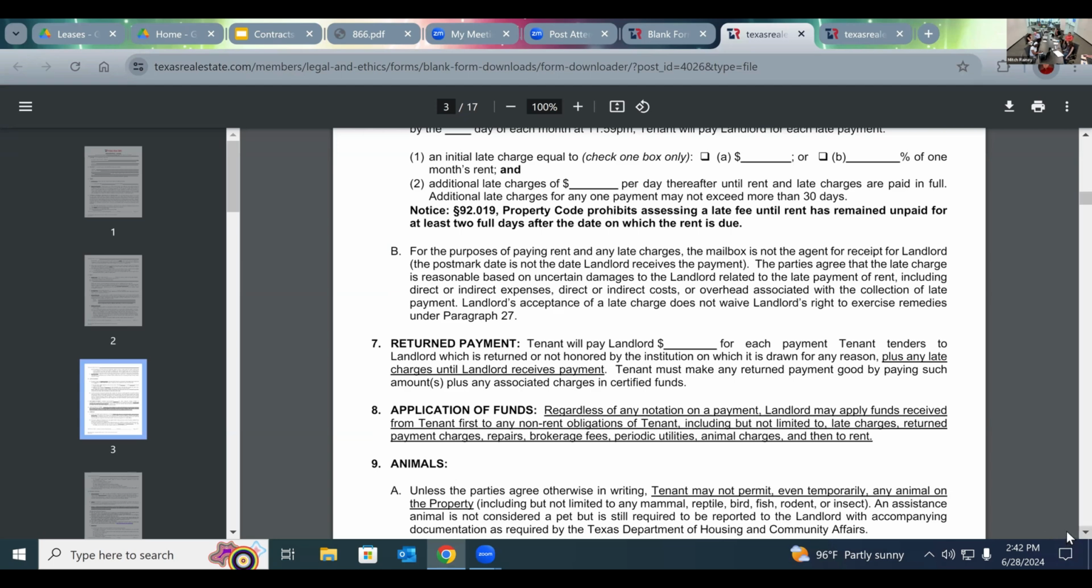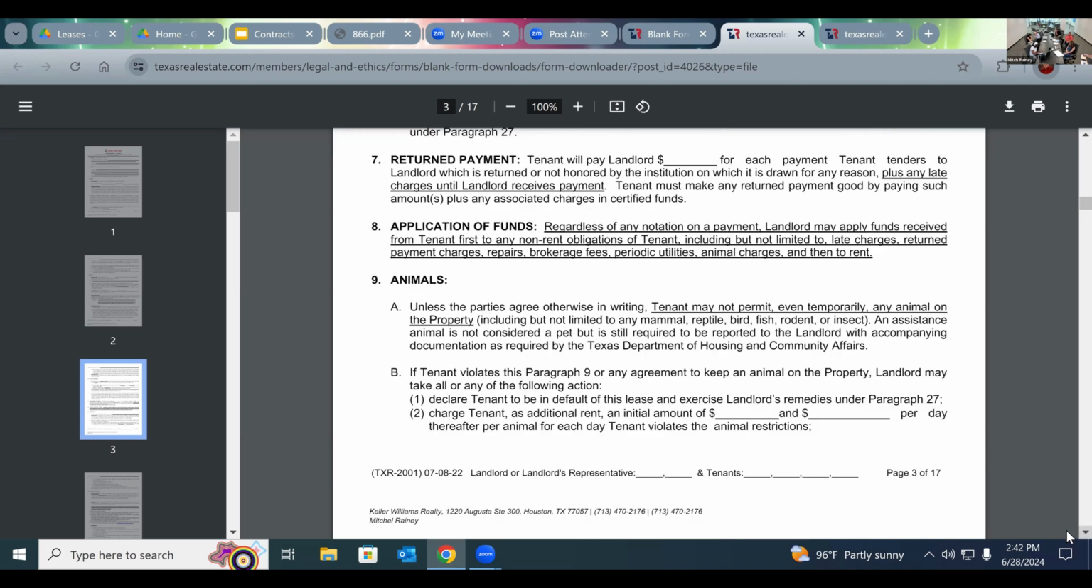Animals. Tenant may not permit even temporary any animal on the property, including mammals, reptiles, birds, fish, rodents, or insects. I always wondered, if my tenant calls me and says the house has roaches, can I charge them a pet deposit? It says insects.